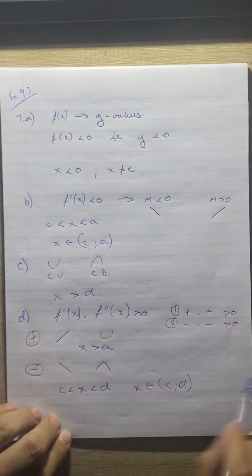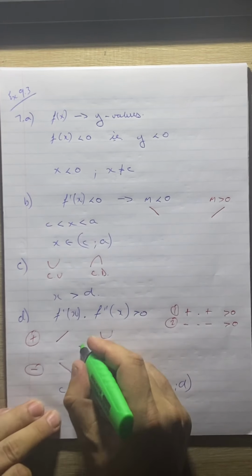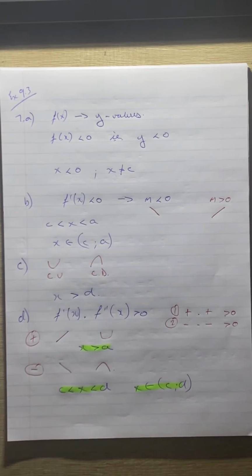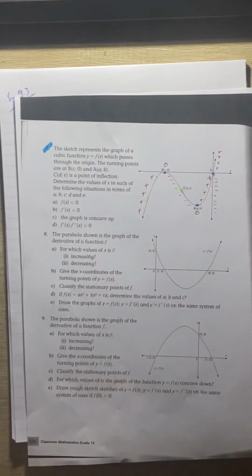So it's that bit and this bit, or this bit. These mean the same thing. All right, grade 12s, and that's it for question 7.